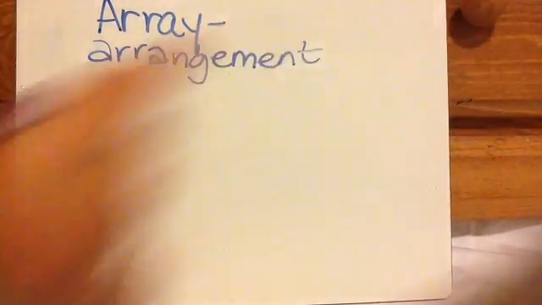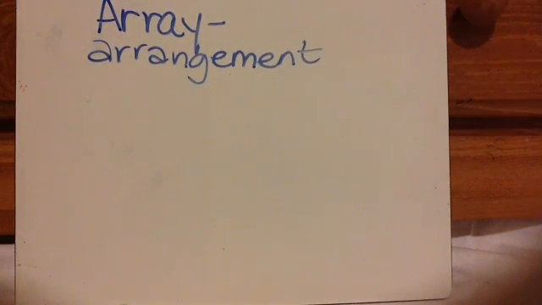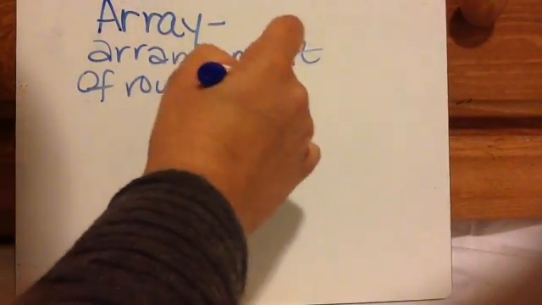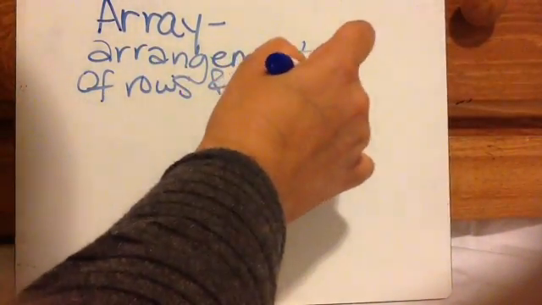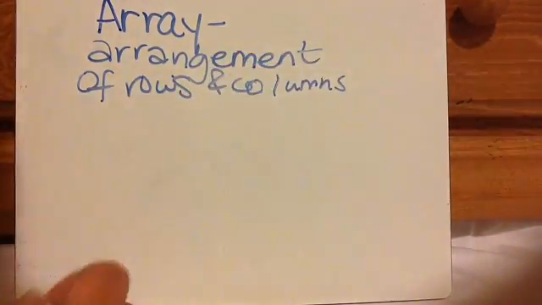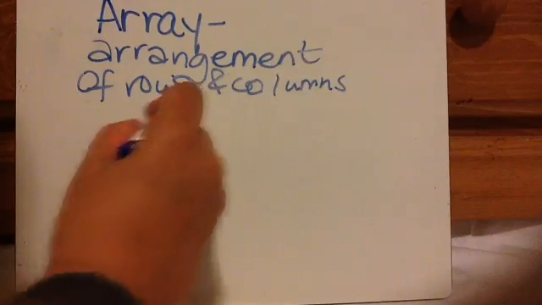So let's get started. We always think of an array like an arrangement. We always think of an arrangement of rows and columns. And when those rows and columns are multiplied, that gives us the total.